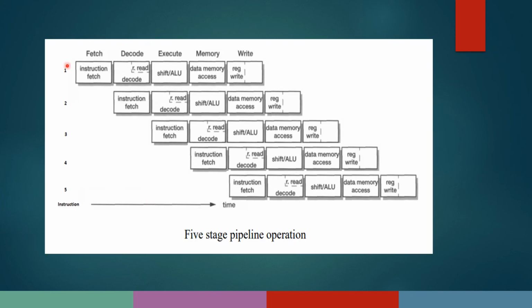So we can see in the figure clearly there are 5 stages, and in every cycle the stages are going to occur. In the first cycle you can see that it is fetching, decoding, this read operation is going on, then executing in the ALU, then data memory access, and finally the register write operation. It is occurring in one cycle, and again in the next cycles the operation is getting shifted. So it is a 5-stage pipeline operation.